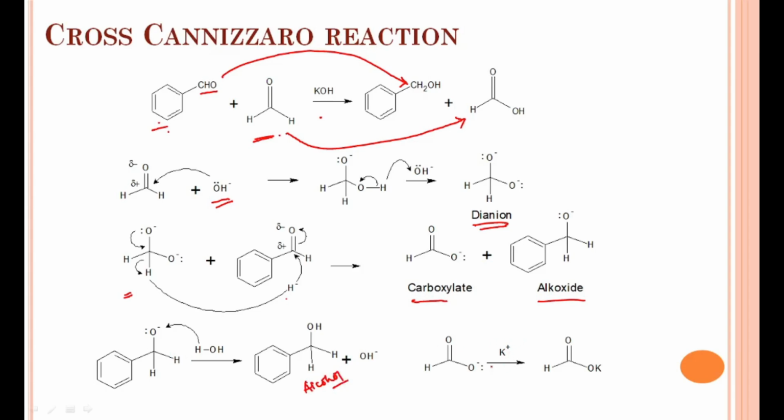and this carboxylate ion will react with the potassium ion present in the basic media. It will give a salt of carboxylic acid. So this is all about Cannizzaro and cross Cannizzaro reaction.